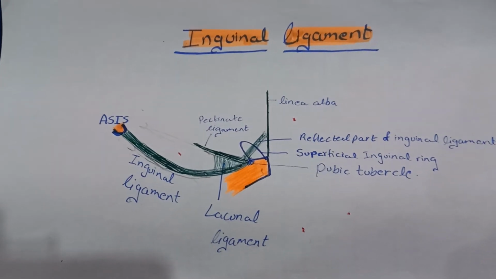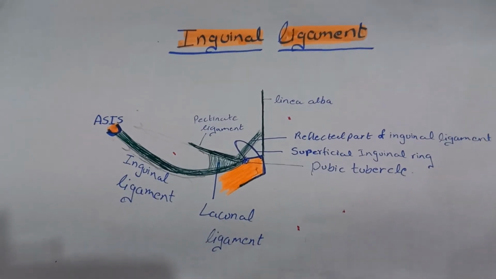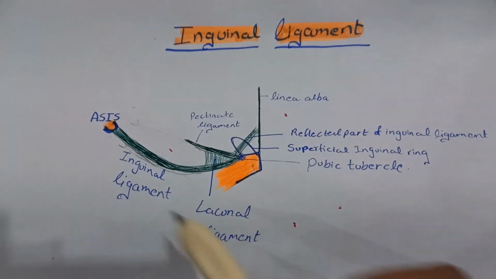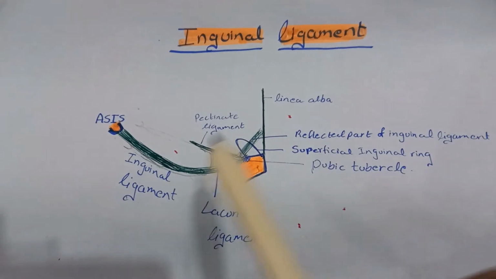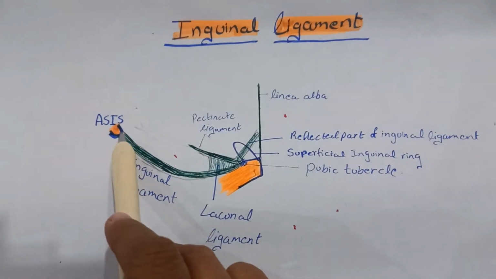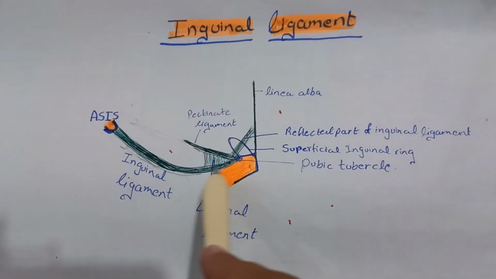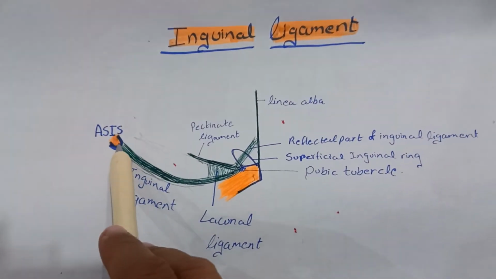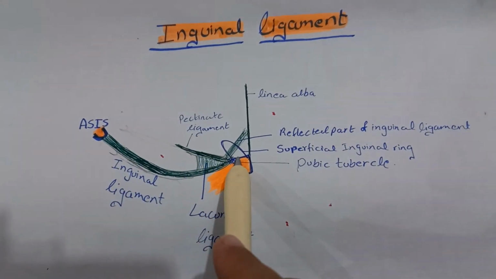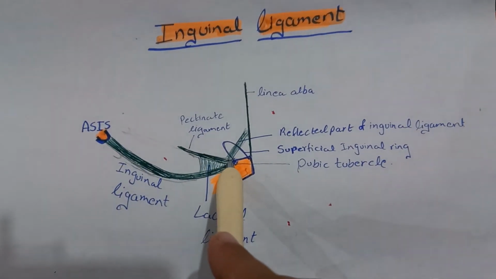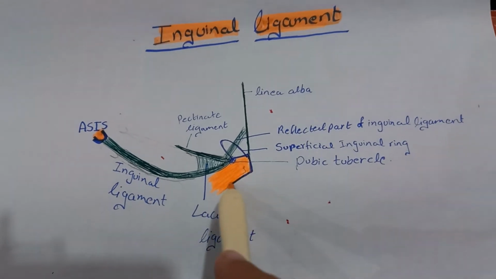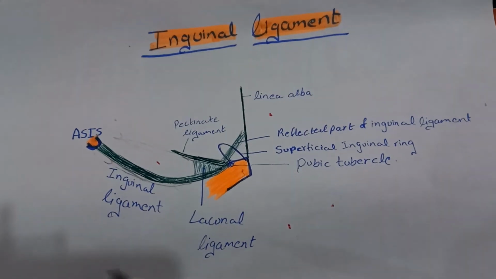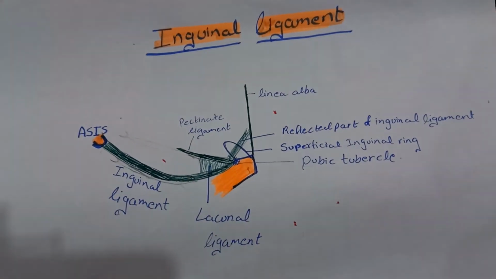Today we are going to discuss the inguinal ligament. Inguinal ligament is a ligament formed by the lower border of the external oblique aponeurosis. As you can see in this diagram, this green line shows the inguinal ligament. Inguinal ligament is attached to the anterior superior iliac spine. Another attachment is on the pubic tubercle. Pubic tubercle is a part of the pubis bone. So one attachment is on the anterior superior iliac spine, another attachment is on the pubic tubercle.